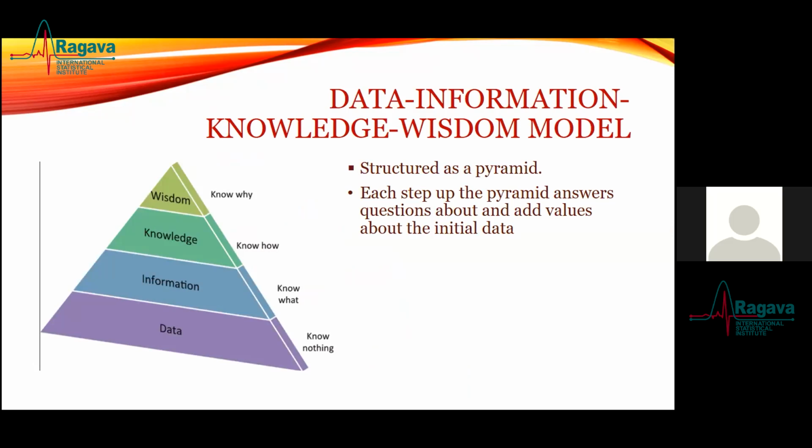This is the basic model for the processing of data, how it is transformed into wisdom, how it is helpful in making decisions. This is called the data, information, knowledge, wisdom model, also known as the DIKW pyramid. As you can see, it is structured as a pyramid. Each step up the pyramid answers questions about and adds value to the initial data. See, data forms the base of the pyramid. It is just raw. It has no meaning. It is just a collection of observations or raw facts.